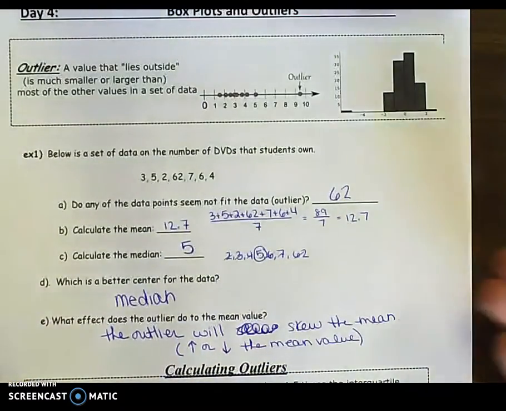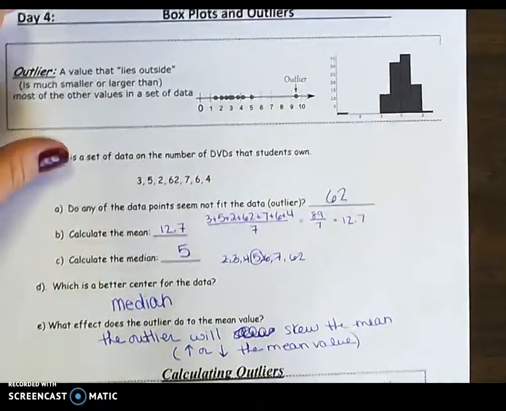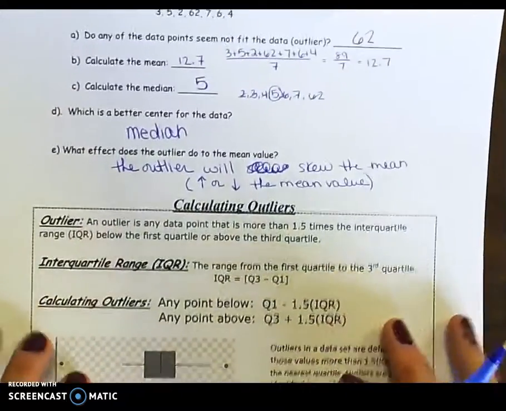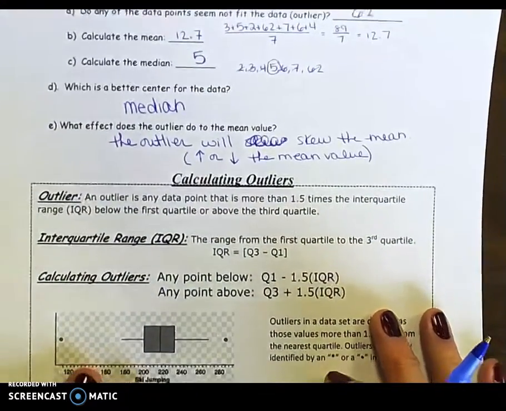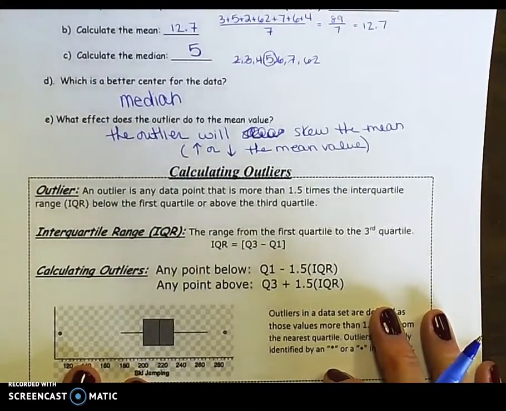All right, so now that we've taken a look at a very obvious example, let's see what happens when we actually need to calculate. Sometimes it's not going to be obvious which numbers are our outliers, so we need to be able to calculate to know for sure.